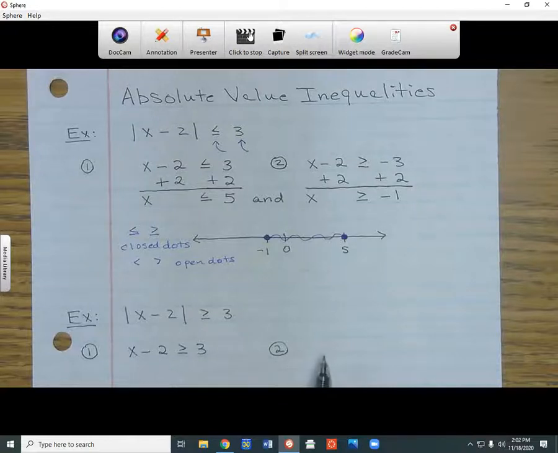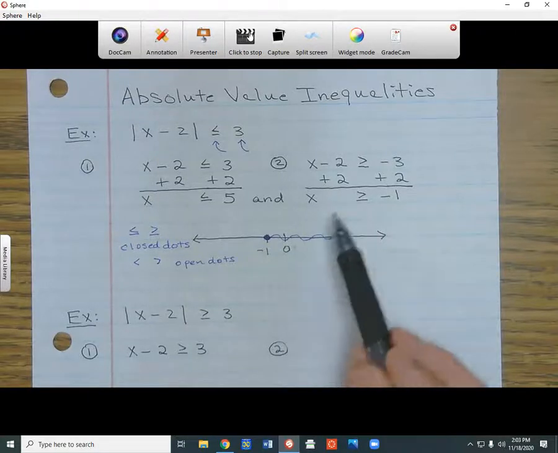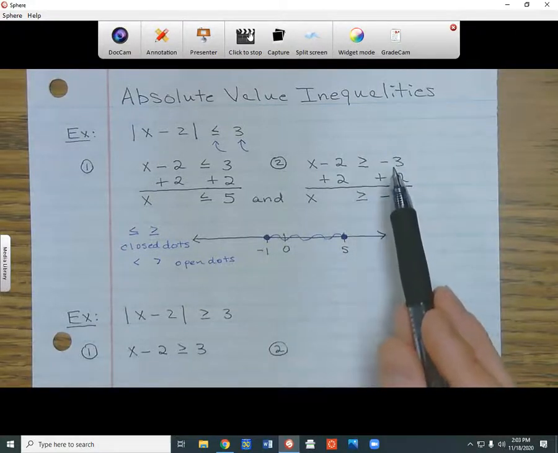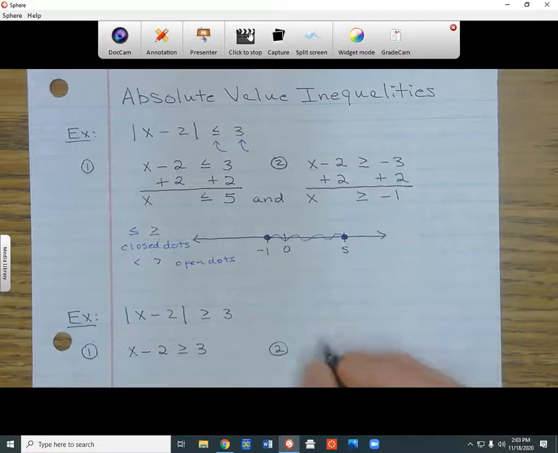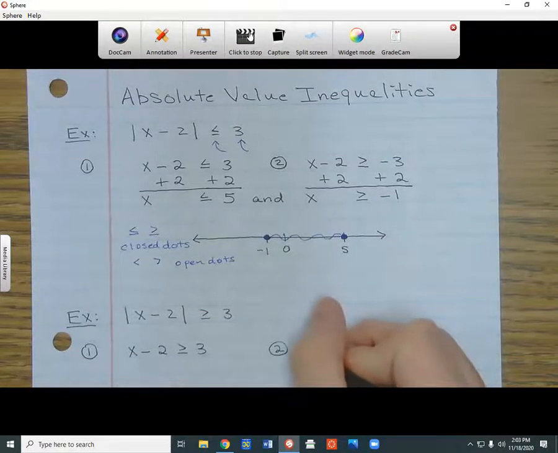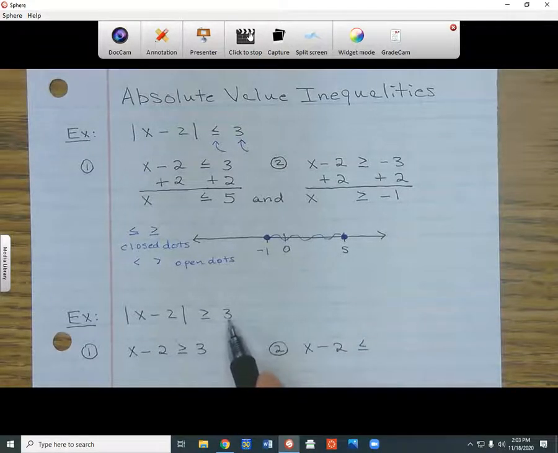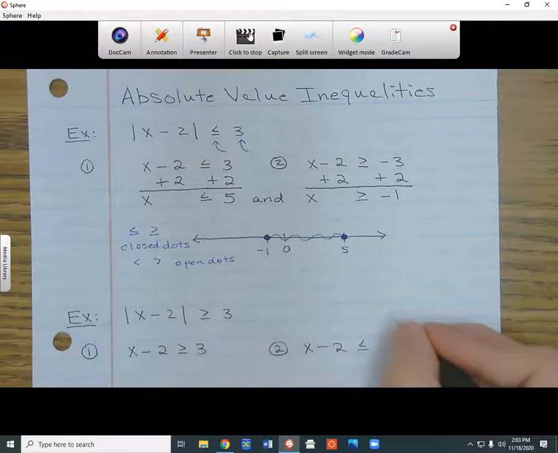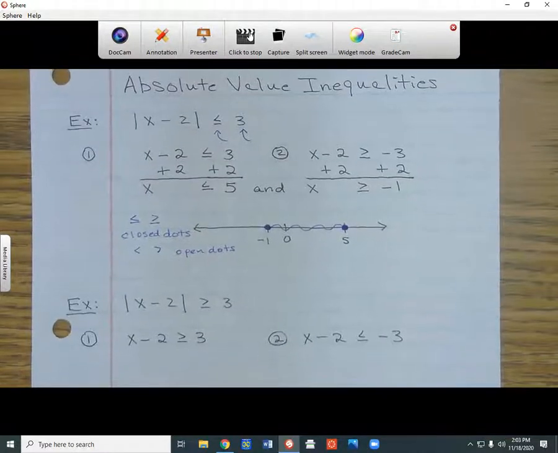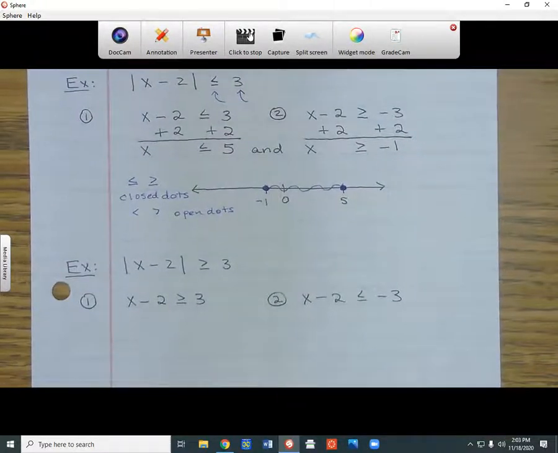But now looking over here, I'm going to flip the inequality sign just like I did up here, and I'm going to flip the sign on the number as well. So the x minus 2 is going to come out of the absolute value bars, and the greater than or equal to sign is going to flip. It's going to become a less than or equal to. And then instead of having a positive 3, I'm going to flip that so that it becomes a negative 3. So now I've got my two solutions, and I'm ready to solve them both for x.